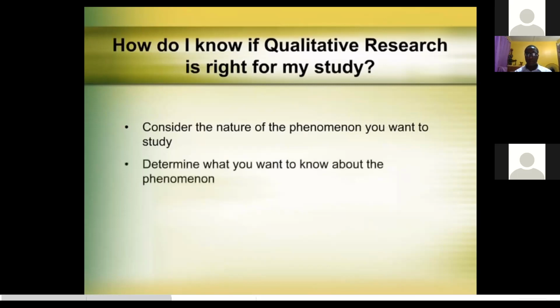Second, what do you want to know about the phenomenon? Can you find out what you want to know by immersing yourself in the environment in which you will study the phenomenon, by observing or talking to people within that environment, or by studying the materials they have created? Third, why are you doing the study? Are you interested in interpreting, generating meaning, and gaining a holistic view of a phenomenon, rather than in comparing, measuring, or quantifying a phenomenon? If you answered positively to these questions, qualitative research may be the right choice for your study.